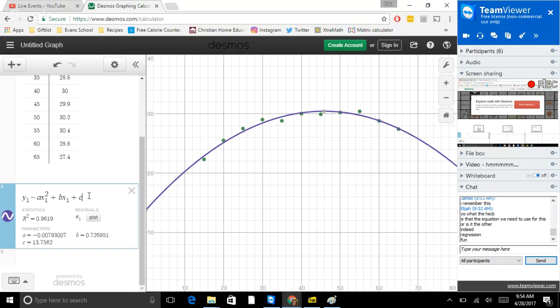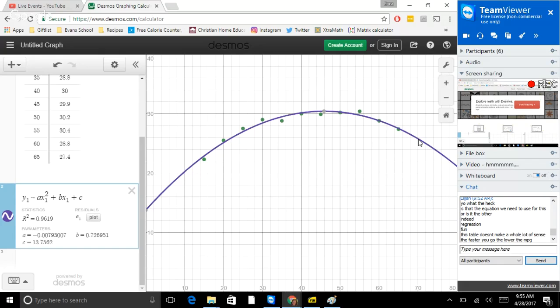The reason that we do that is if you're a scientist or a mathematician using real data and you want to predict what's going to happen, then hopefully you should be able to do so. For example, our table only goes up to 65 miles per hour. So what would I predict my fuel efficiency would be at 70 miles per hour? I would predict that my fuel efficiency would go down, about 25.7 miles per gallon at 70 miles per hour.